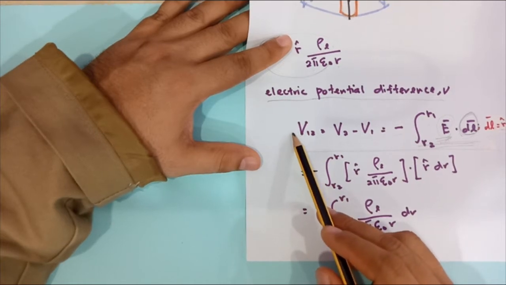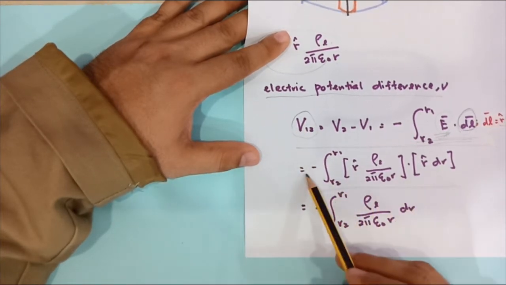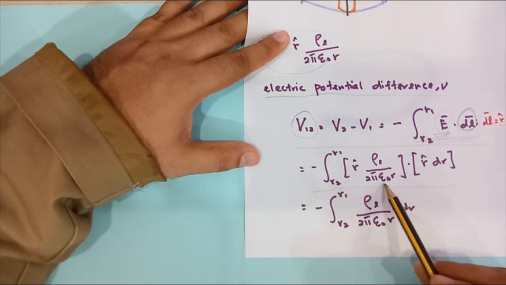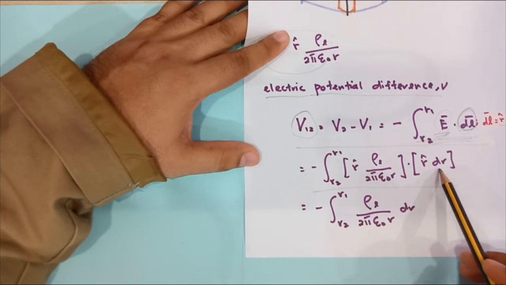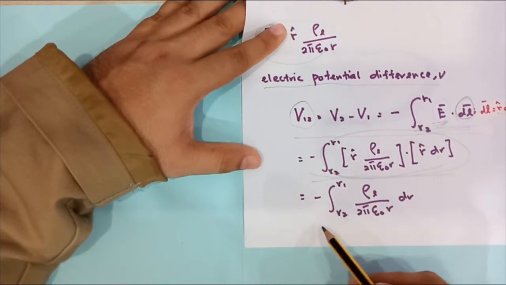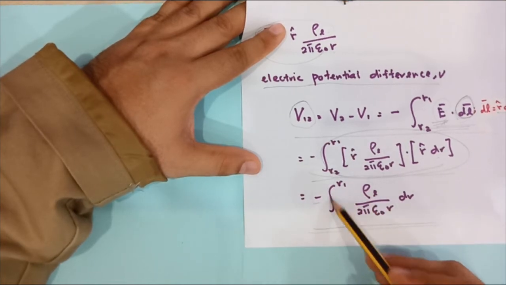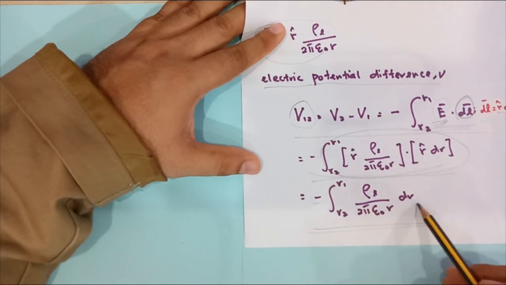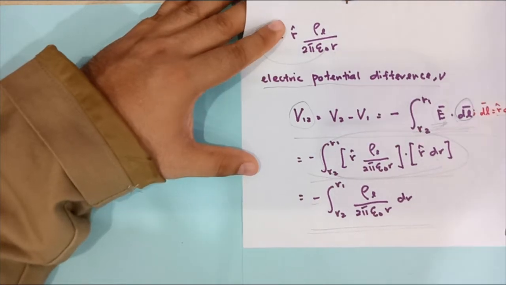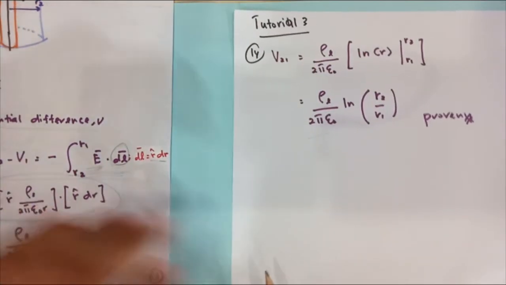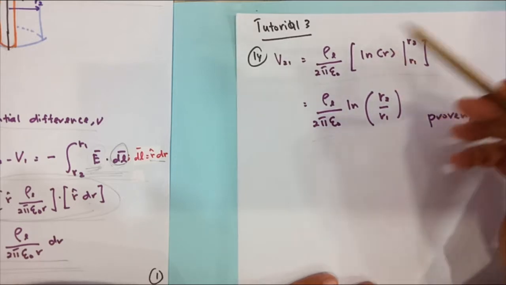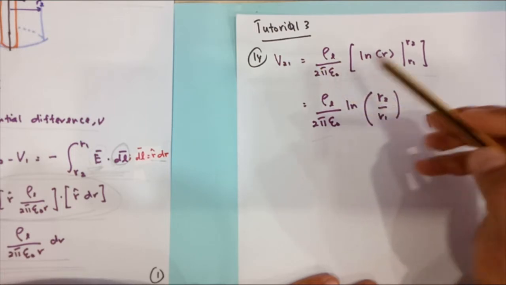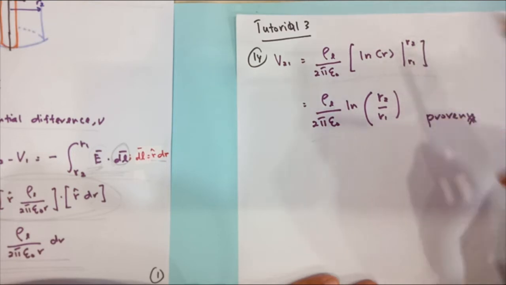the electric potential difference V12 given by this formula: minus the integration from R2 to R1 of R cap rho L divided by 2 pi epsilon naught R dot R cap dr. By solving this operation, we will have this expression, whereby negative integration from R2 to R1 of rho L divided by 2 pi epsilon naught R dr. By solving this integration, this is our answer, whereby V21 is equal to rho L divided by 2 pi epsilon naught, ln R from R1 to R2.